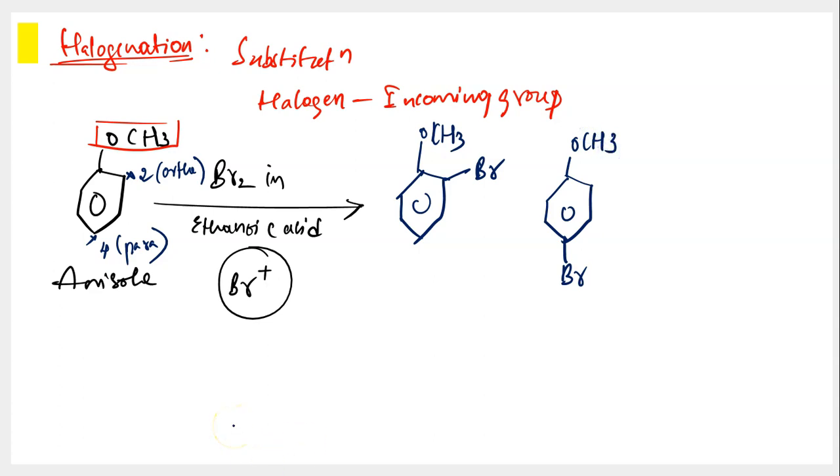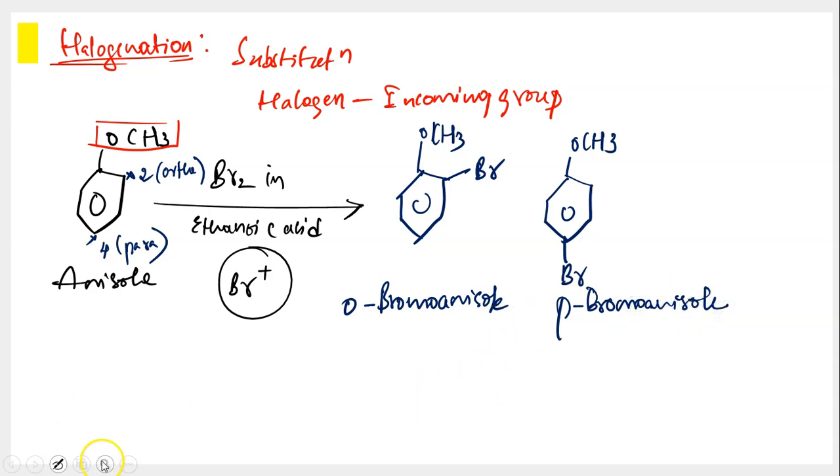And how do we name these molecules? The first one is called ortho bromo anisole, and the second one is called para bromo anisole. All right. So out of this ortho and para products you have, for obvious reasons, para product is more stable, so you call it as major product, and the ortho product is less stable, so you call it as minor product.